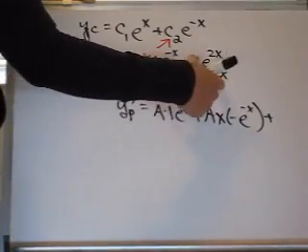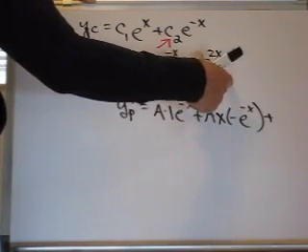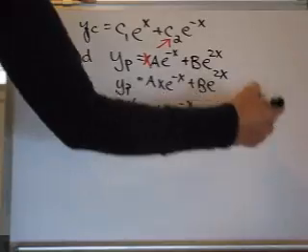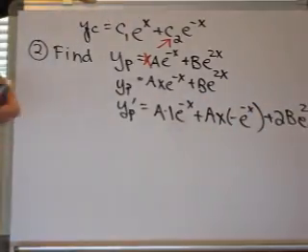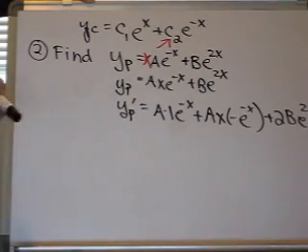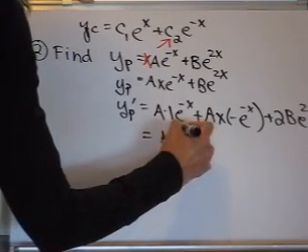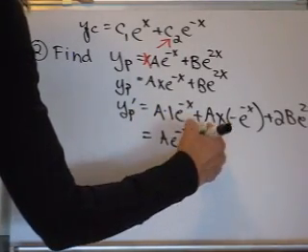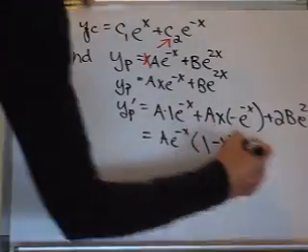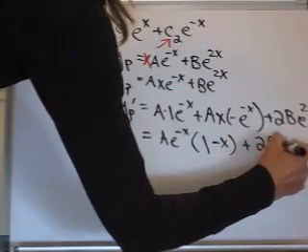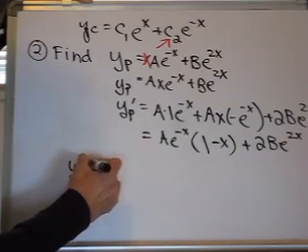differentiate b e to the 2x. So using the chain rule, the derivative of e to the 2x is going to be e to the 2x times the derivative of 2x, which is 2. So if I put that 2 out front, I get 2b e to the 2x. I'm going to go ahead and simplify things a little bit for these first two terms. I will factor out an a e to the negative x, and I have left a 1, and then a negative and an x. And that will just make my next derivative a little cleaner, plus 2b e to the 2x. The second derivative, yp double prime.